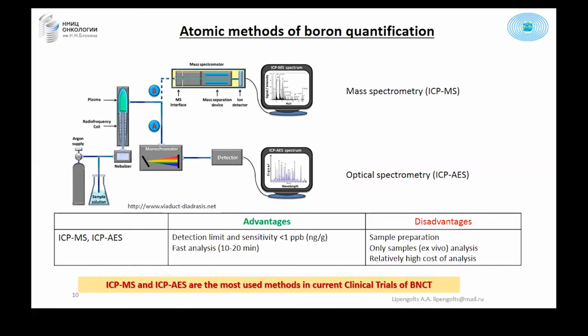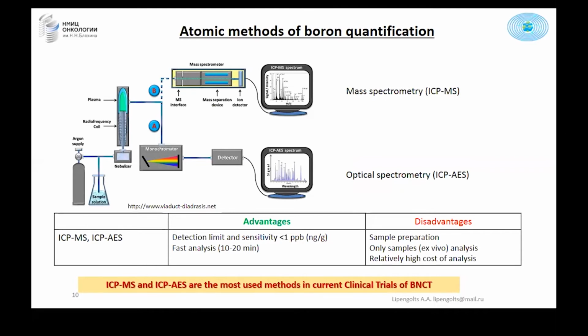Other methods are atomic methods of boron quantification. They are well known and used in a variety of scientific fields. These are mass spectrometry and optical spectrometry with inductively coupled plasma. This method is based on detecting some properties of ionized atoms of the sample.